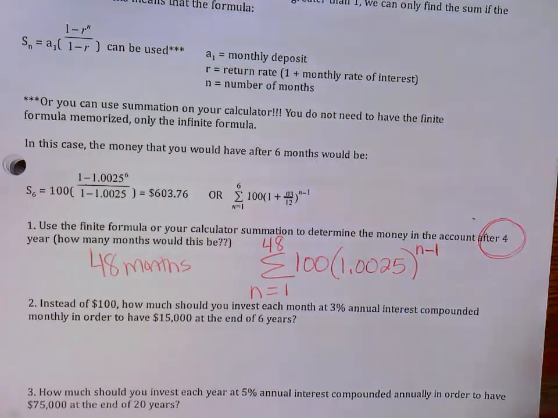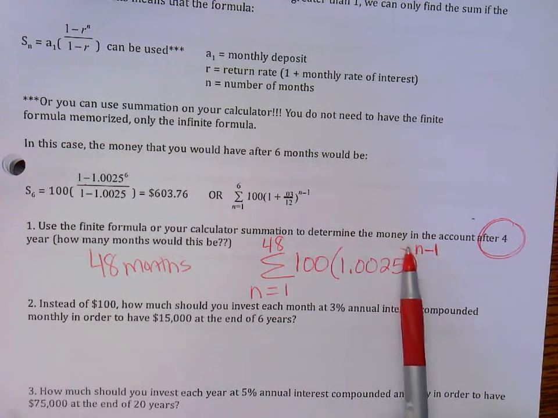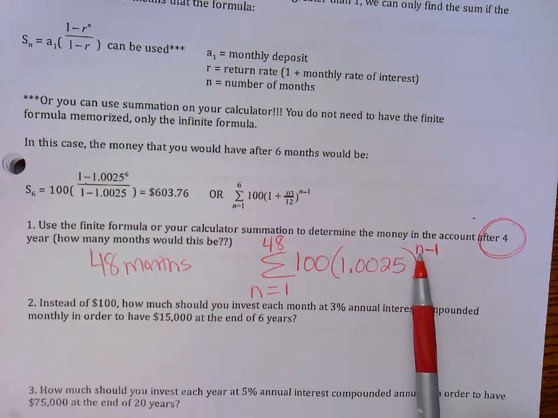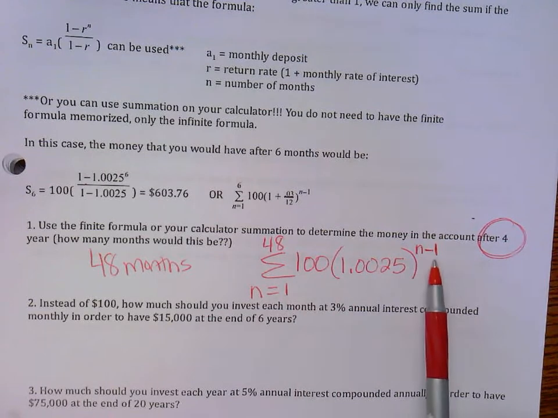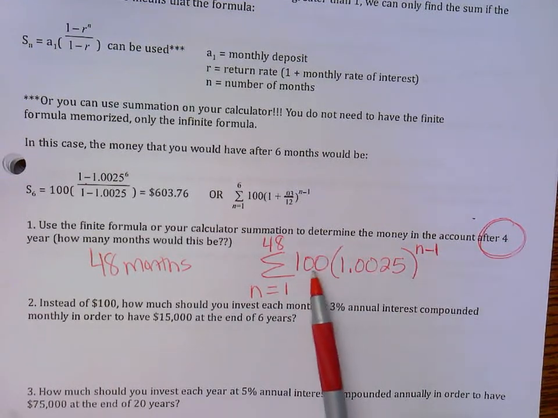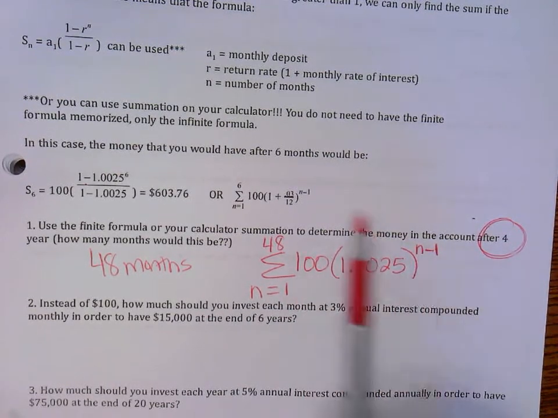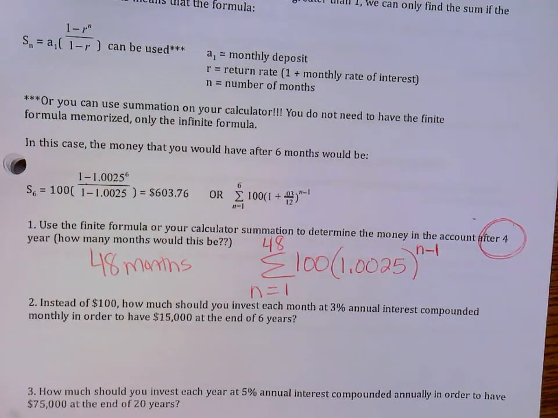So this is a geometric sequence, right? That's why I'm putting the n-1, so that when I plug in January, I don't get any interest. I just get my $100 back. So this is what the account will be worth after 48 months. So what does that come out to? Remember, it's under the math key, summation, 48 months, 100 times 1.0025 raised to the n-1 power.